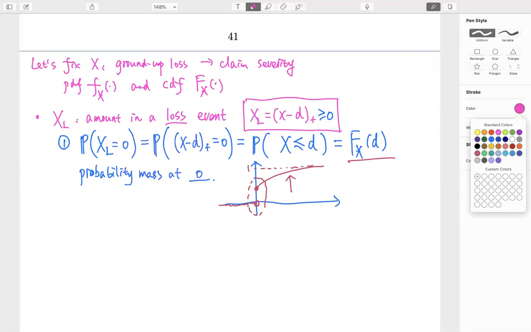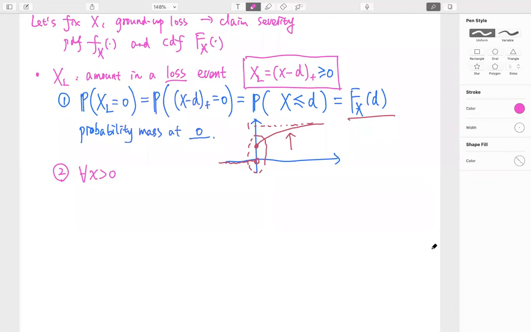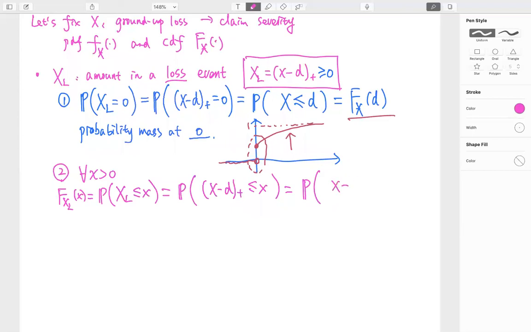Next, let's study the continuous part. So in the continuous part, let's consider a strictly positive number x. We want to know the CDF. Again, this is the definition of CDF. Now I put back the definition of XL. Since I want it to be less than or equal to a positive number, I'm going to take this out. So my big X, the random variable, will be less than or equal to x plus D. If I write it in integral form, I start with 0 because here X is the loss, and loss will be non-negative. Here's a typo. It should end at x plus D.